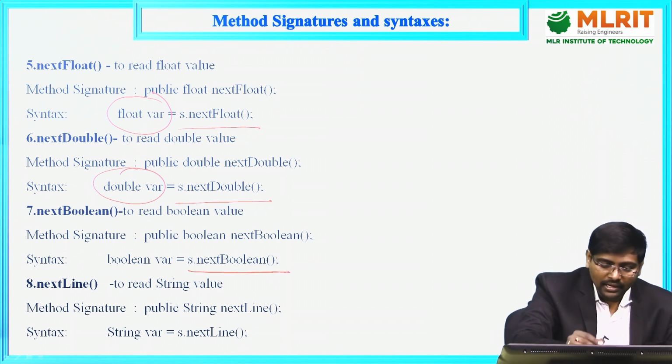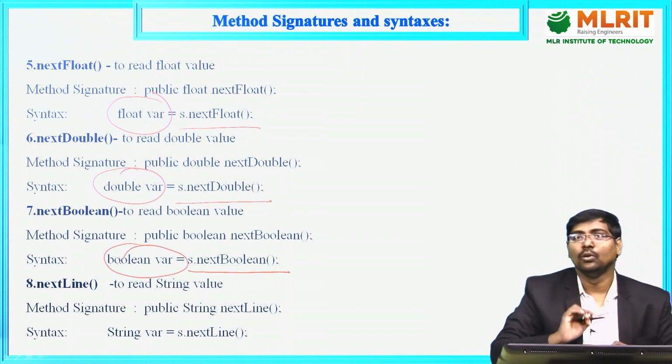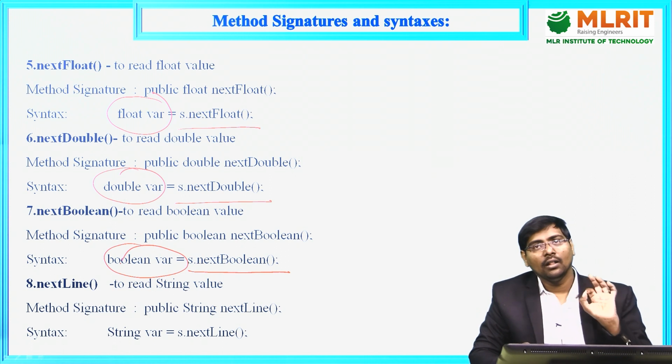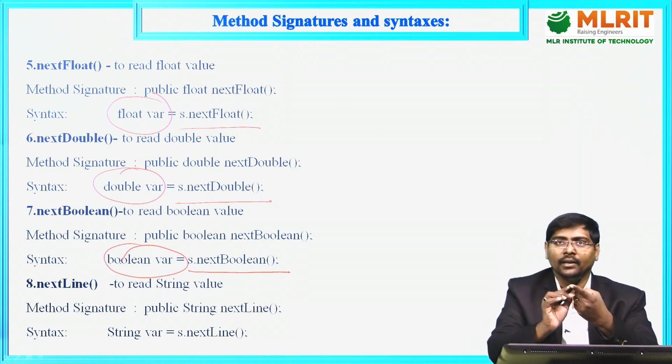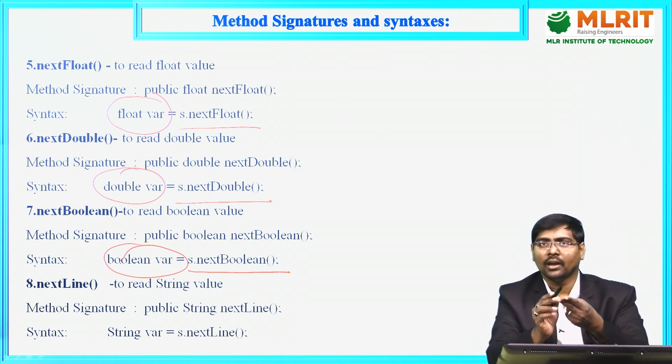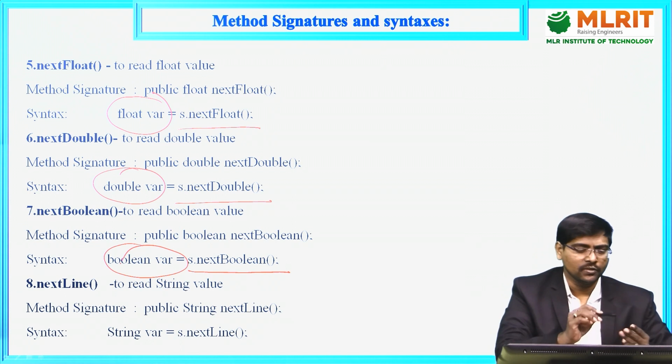Next to boolean is the method, assign it to a boolean variable. Understand all the cases up to these 7? Whatever data I read, next to byte returns byte. Next to long returns long. Next to float returns float.